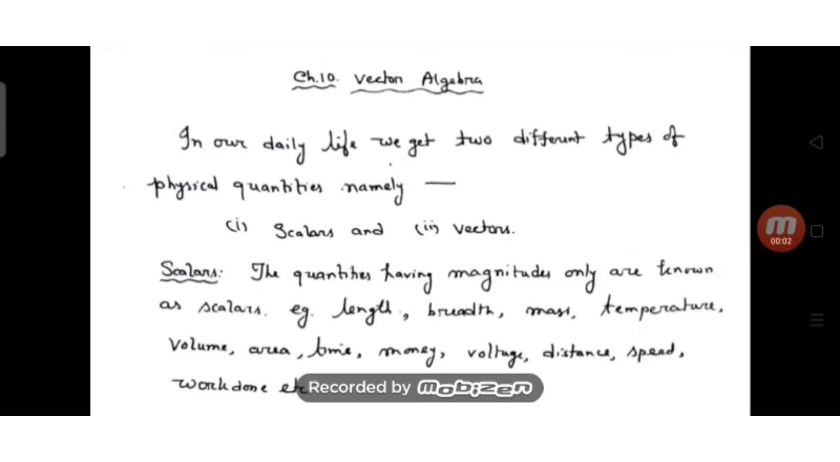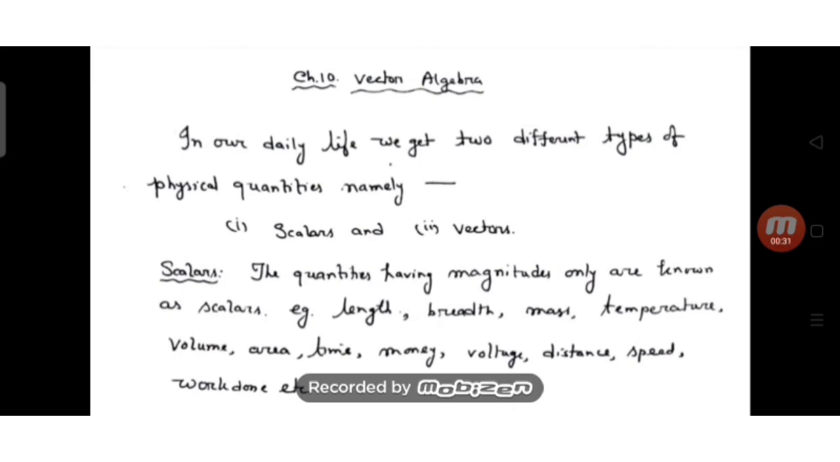Hello student. Today let us start a new chapter, chapter 10, that is vector algebra. What does vector algebra mean? In our daily life, when we use different physical quantities, generally we are dealing with two different types of physical quantity. One of them is known as scalars and the other is known as vectors.